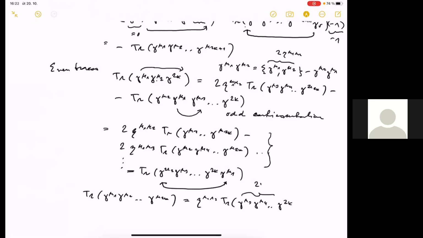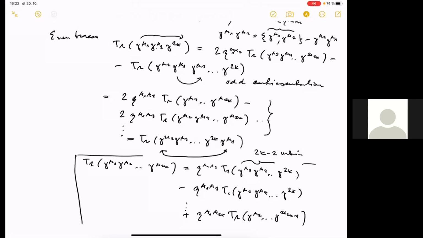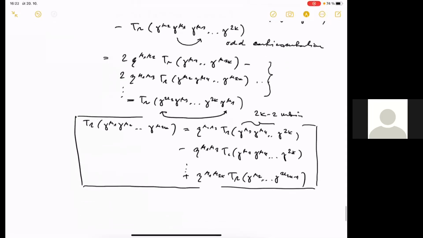Here there are only 2k minus 2 matrices, and so on, minus eta mu1 mu3, trace gamma mu2, gamma mu4, up to gamma 2k, and so on, up to eta mu1 mu2k, trace gamma mu2, up to gamma mu2k minus 1. And this is a relation which we can use recursively.